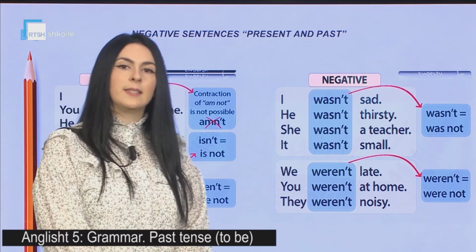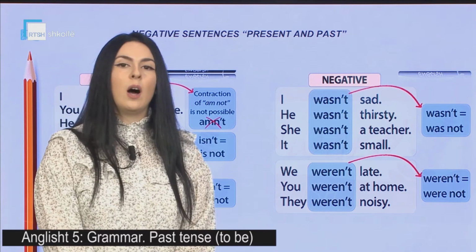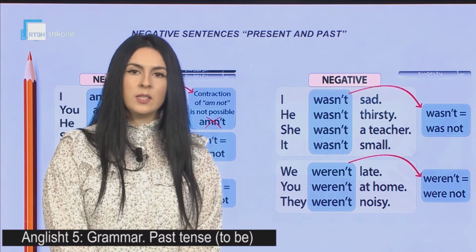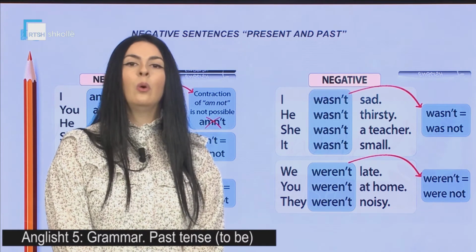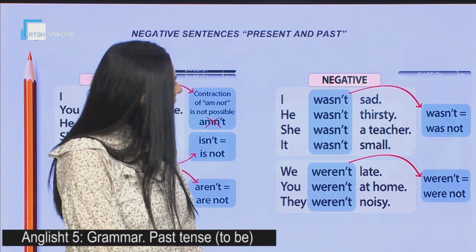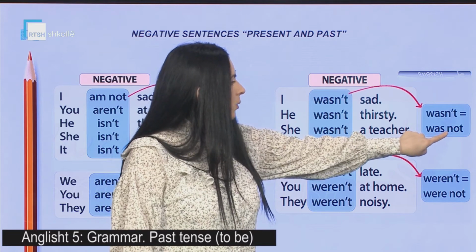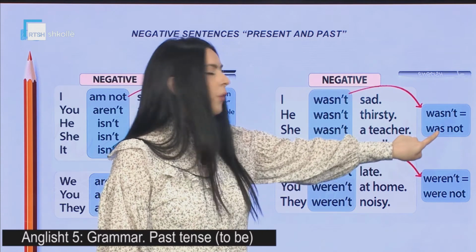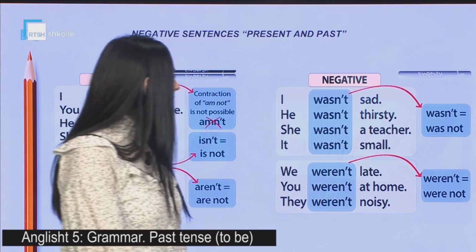Negative: I wasn't sad. He wasn't thirsty. She wasn't a teacher. And the last one, it wasn't small. So, as you can see, in this case, we form the negative form of the verb to be in past simple with was plus the negative particle not. And we contract them by using wasn't. When we merge these words together, we take the O and we put the apostrophe. This is a great tip in order to remember how to write correctly the short form of wasn't, the contraction.